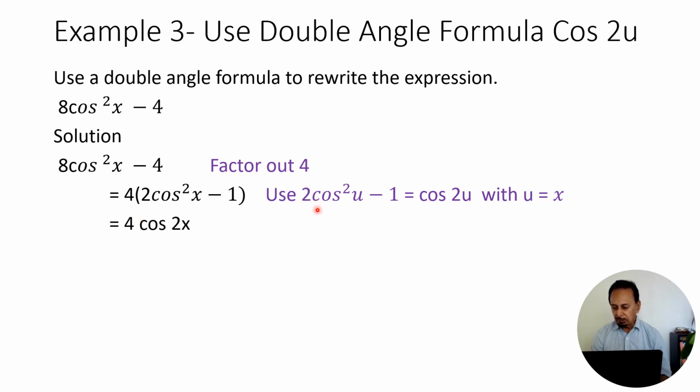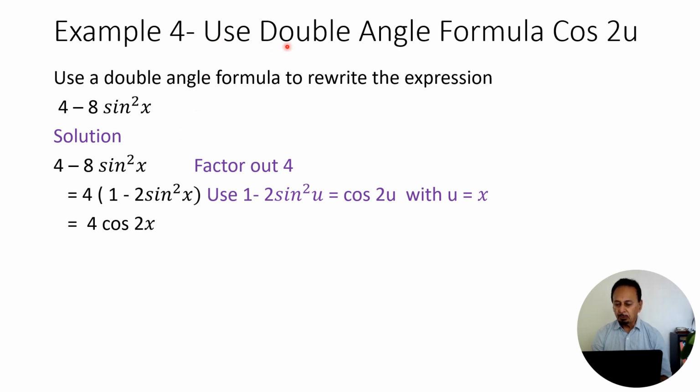And now we have a formula: 2 cosine squared u minus 1 is equal to cosine 2u, with u equal to x. So this looks similar to this one. If I change u to x, this almost becomes this one. So you do the same thing, change u to x. So this is equal to cosine 2x. Bring down the 4. So the answer is 4 times cosine 2x.